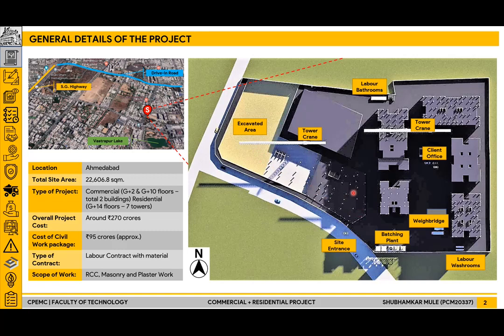And in the residential part, each tower was 14 floors high, 7 of them: A, B, C, D, E, F, and G. And the overall project cost was around 270 crores, while that for civil work package was 95 crores. And the contract was a labor contract with material, and the scope of work included RCC, masonry and plaster work.